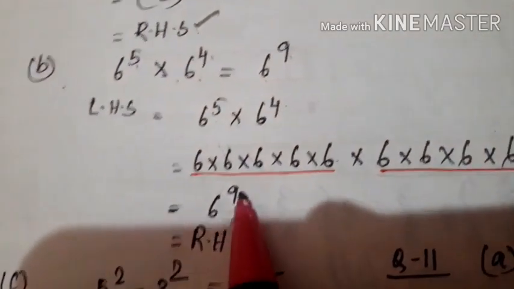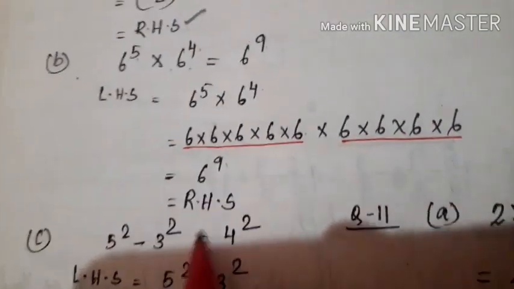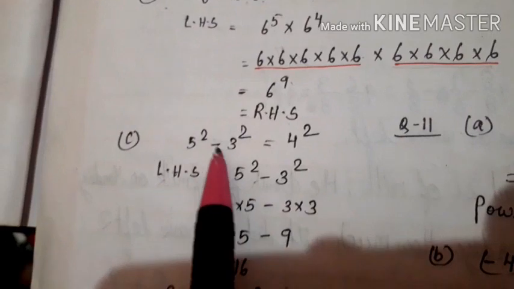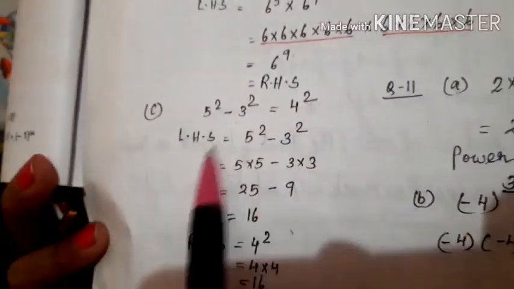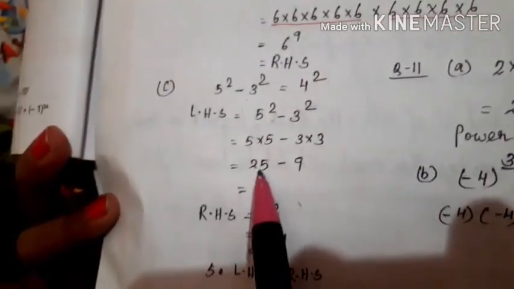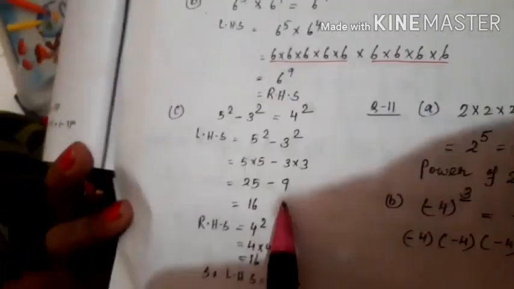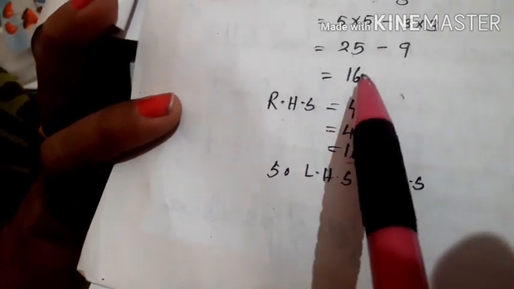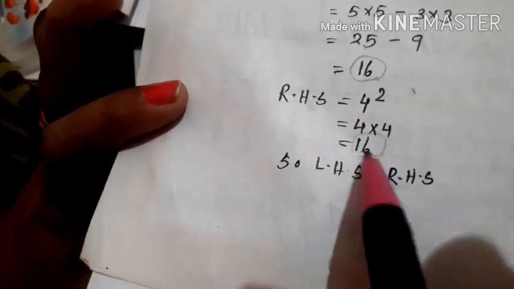You have to write 6 to the power 9, which is equal to RHS. Then see, 5 square minus 3 square is equal to 4 square. In LHS, 5 square means 25, 3 square is equal to 9, so 25 minus 9 is equal to 16. RHS is 4 square, which means 16. See, LHS is equal to RHS.